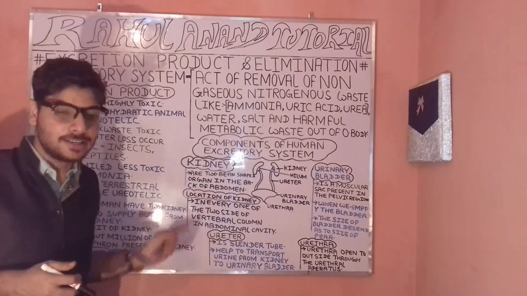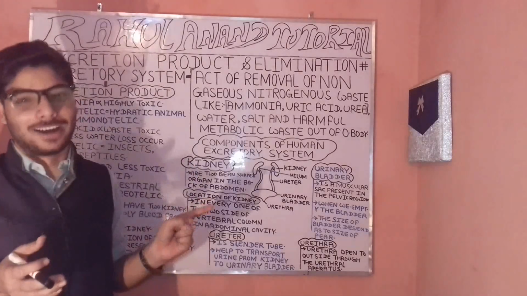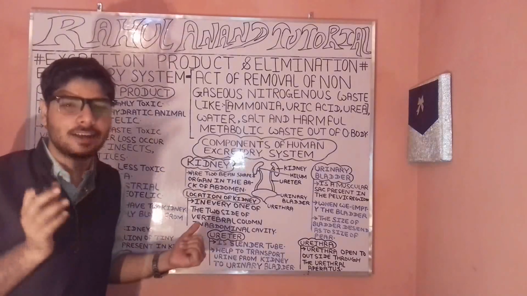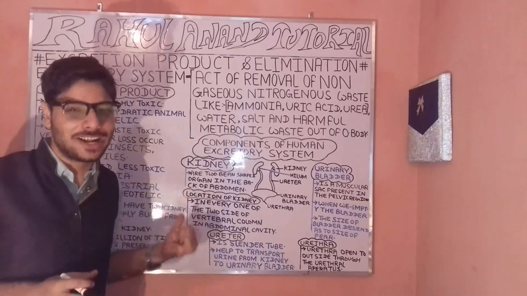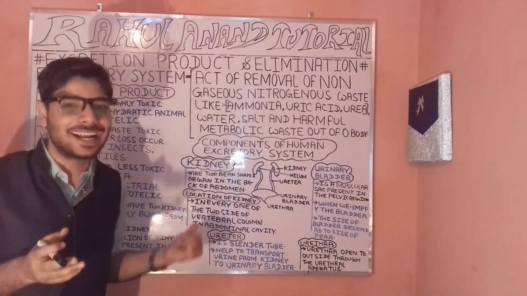Talking about the third case, the urea. So these are actually what? These are less toxic as compared to the ammonia. Often when we are comparing the cases, what are actually known as the ureotelic? So these are actually what?